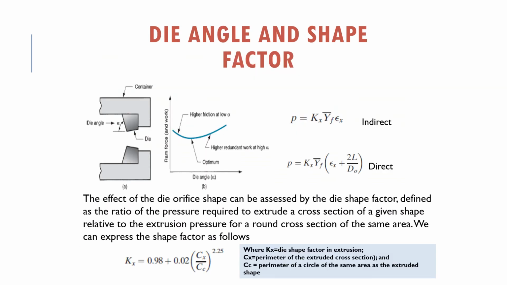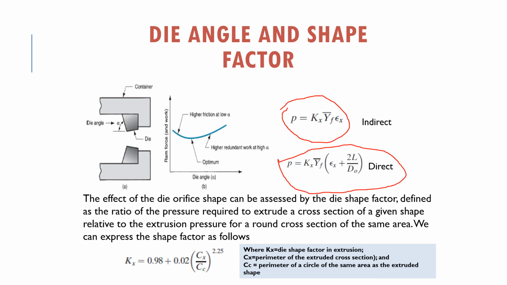For the calculation of the pressure, it involves the shape factor Kx. So for the calculation of P, we have to involve Kx. For the indirect process, it is calculated by P equal to Kx Yf epsilon x directly. But for direct extrusion, it is calculated using this equation: P equal to Kx Yf epsilon x plus 2L over d naught. So this one is for the direct extrusion.